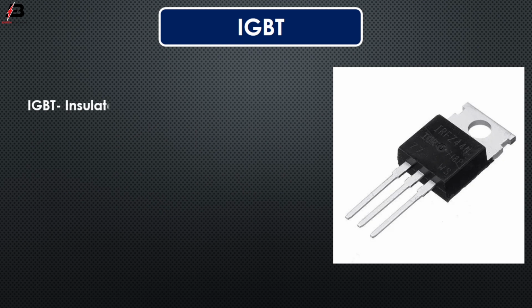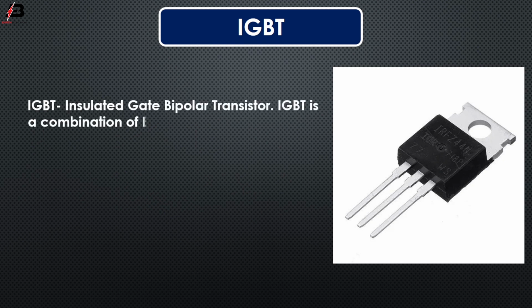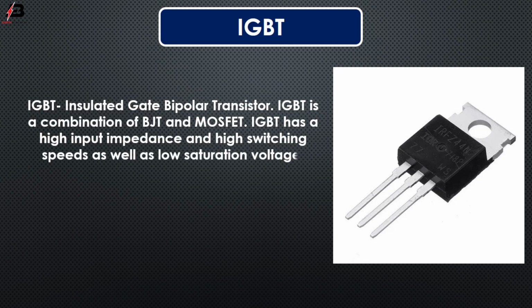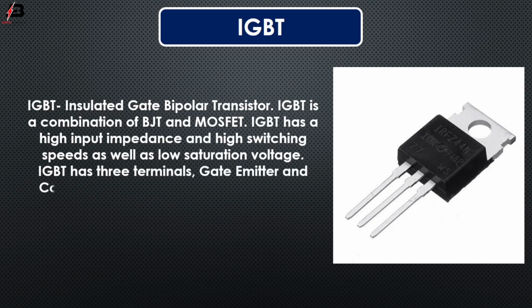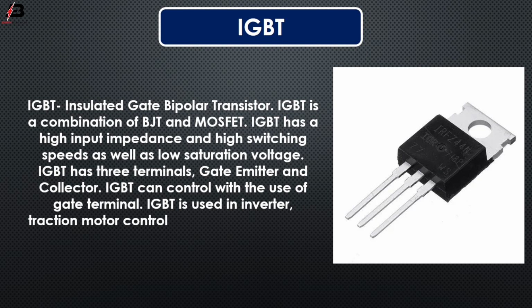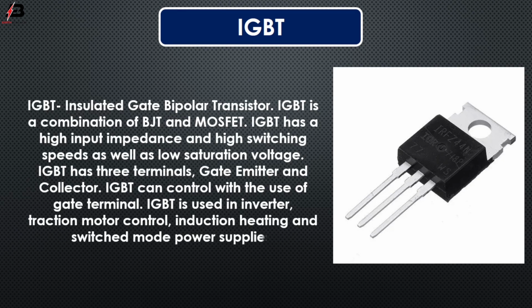IGBT, insulated gate bipolar transistor. IGBT is a combination of BJT and MOSFET. IGBT has a high input impedance and high switching speed as well as low saturation voltage. IGBT has three terminals: gate, emitter and collector. IGBT can be controlled with the use of the gate terminal. IGBT is used in inverters, traction motor control, induction heating and switched mode power supplies.